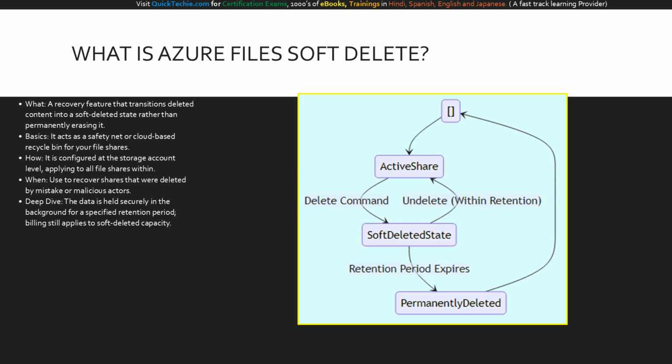This state diagram maps the lifecycle of a soft deleted file share. We start with an active share. When a delete command is issued, it moves into the soft deleted state. It pauses here. If an administrator realizes it was a mistake, they can issue an undelete command to transition it right back to the active share state. However, if the configured retention period expires while it sits in the soft deleted state, it drops down to permanently deleted, and the data is lost forever.